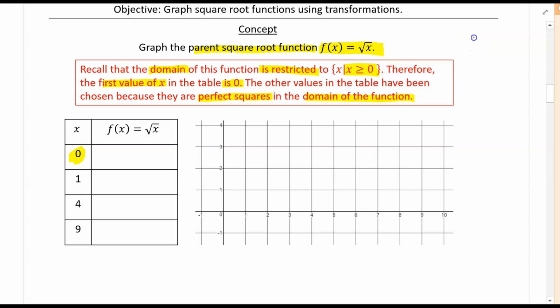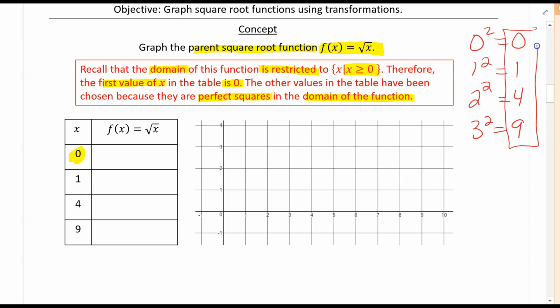So what that means is like 0 squared is 0, 1 squared is 1, 2 squared, oops, I put 4, I was thinking it's 4, 2 squared is 4, 3 squared is 9. So these are my x values. That's where I got these over here, 0, 1, 4, 9, okay?